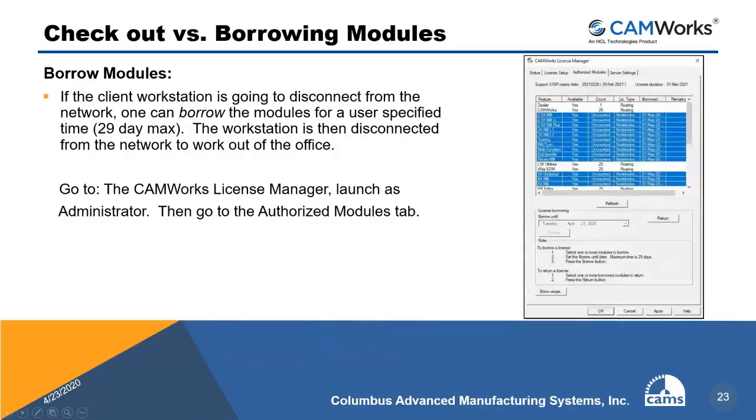So how is that done? That's done by going to the CAMWorks License Manager, launch as administrator, then go to the Authorized Modules tab. And I'll show you guys that here coming up. This window will appear that we showed you, the Authorized Module tab. You highlight them and you can pick your date and borrow the license.